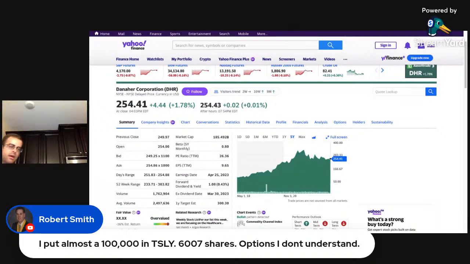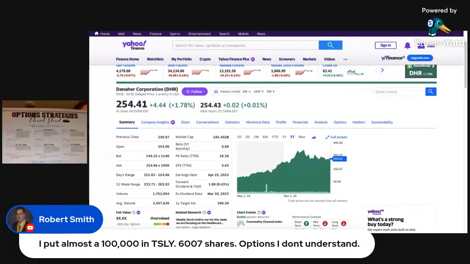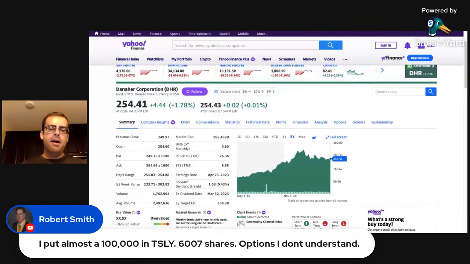There's so many different option strategies. This is my options cheat sheet here. It just kind of tells you, I'll tell you the ones I know. So this list, let's see, 3, 6, 9, 12, 15, 18, 20. It lists 21 different strategies.